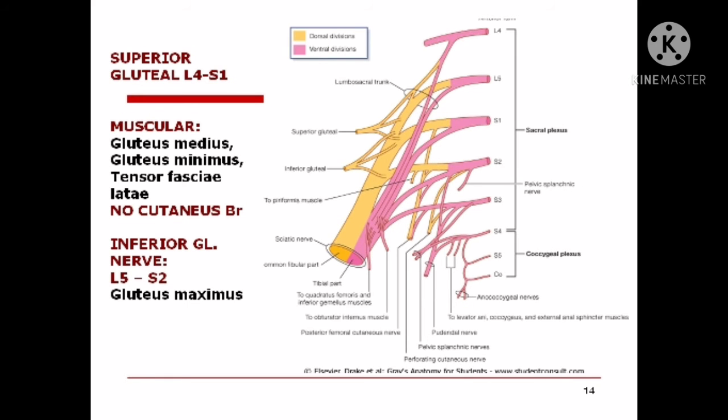The superior and inferior gluteal nerve arise from the sacral plexus. The superior gluteal nerve has root value L4, L5 and S1. They supply the gluteus medius, the minimus and the tensor fasciae latae, and has no cutaneous or sensory supply. The inferior gluteal nerve has L5, S1 and S2 segmental value, and it supplies the gluteus maximus muscle.